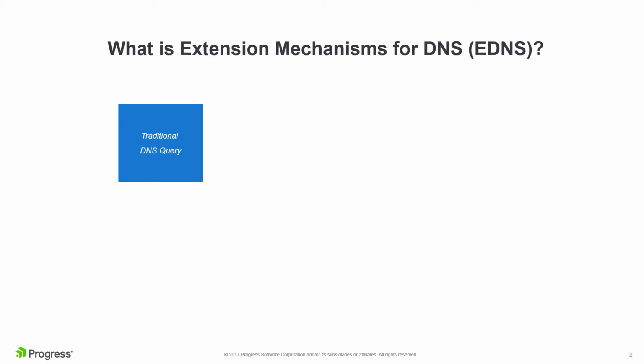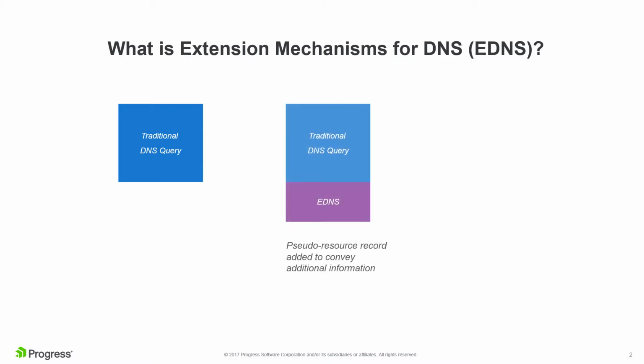While the DNS protocol has been progressively enhanced since it first appeared in the 1980s, it had many limitations on the size and the content types of DNS messages. This led to the development of extension mechanisms for DNS, commonly known as EDNS, which added pseudo-resource records as a method to convey additional information.